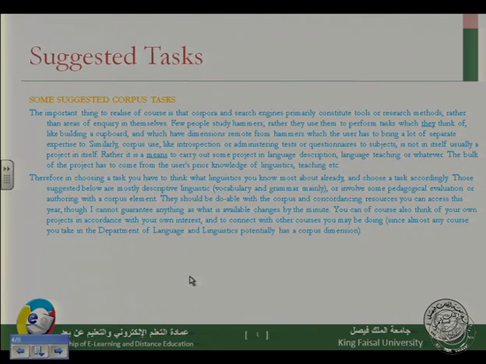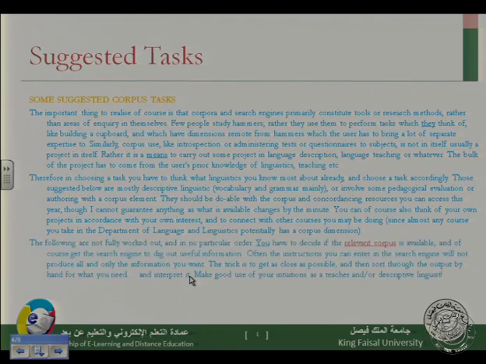You can, of course, also think of your own projects in accordance with your own interest and to connect with other courses you may be doing, since almost any course you take in the Department of Language and Linguistics potentially has a corpus dimension. So these tasks may be useful and helpful for you in other courses since you are studying in our English Language and Linguistics department. So the following are not fully worked out, and in no particular order. You have to decide if the relevant corpus is available, and of course get the search engine to dig out useful information for you.